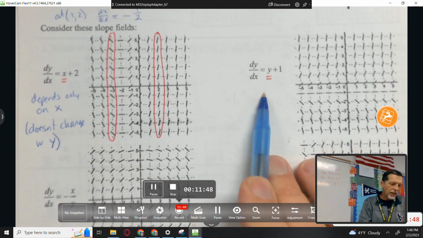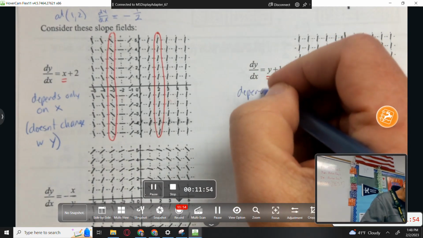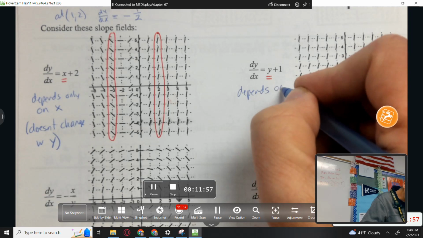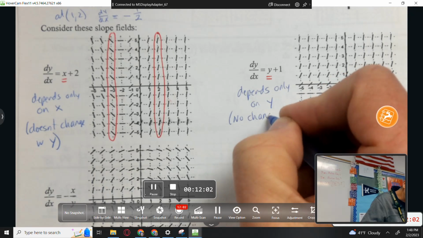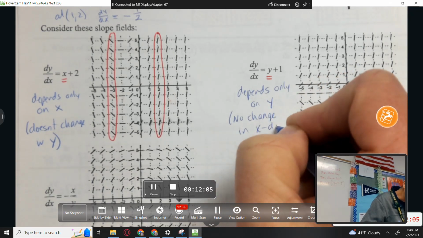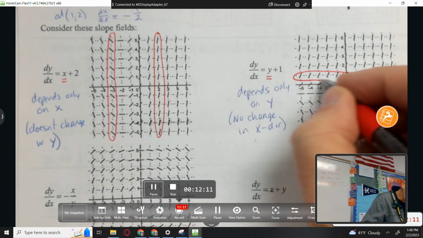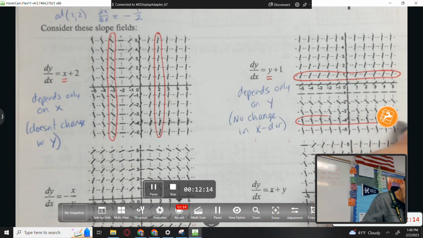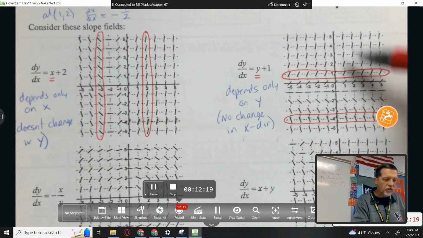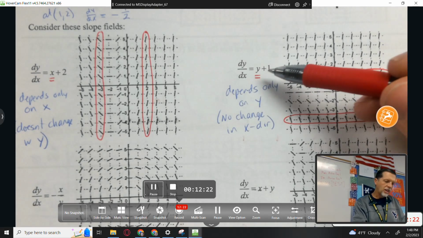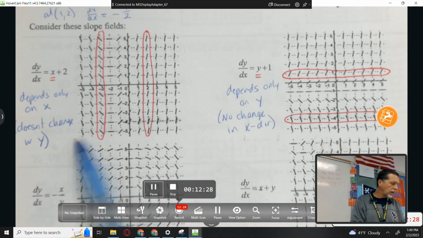As opposed to the second one, it depends on y but not on x. So it's all the same things except reversed. Depends only on y. No change in the x direction. So you look at any x row, pick any row you want, and there's no change because it doesn't depend on x. If you look up and down, it's changing, but it's supposed to change as you move up and down. It changes with y. That's one way to tell the difference between the two of them.